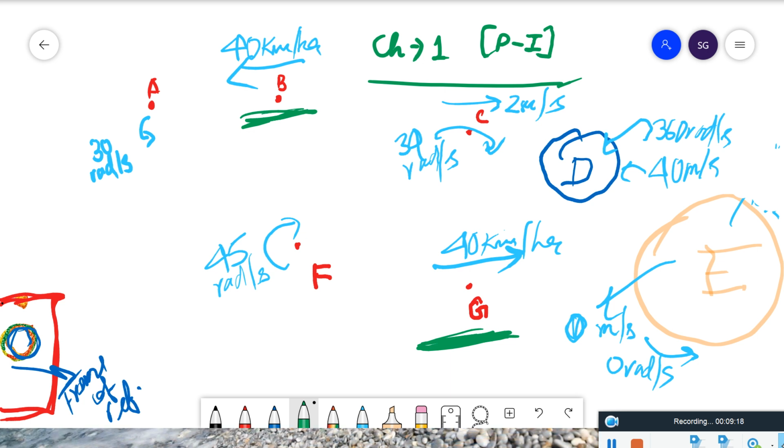But if I consider this as a frame of reference, forget this, I have considered this as a frame of reference now. For object B, I am considering it as FOM.